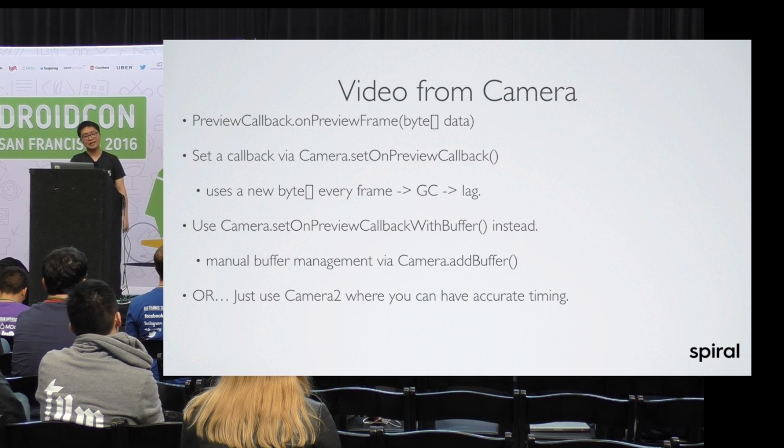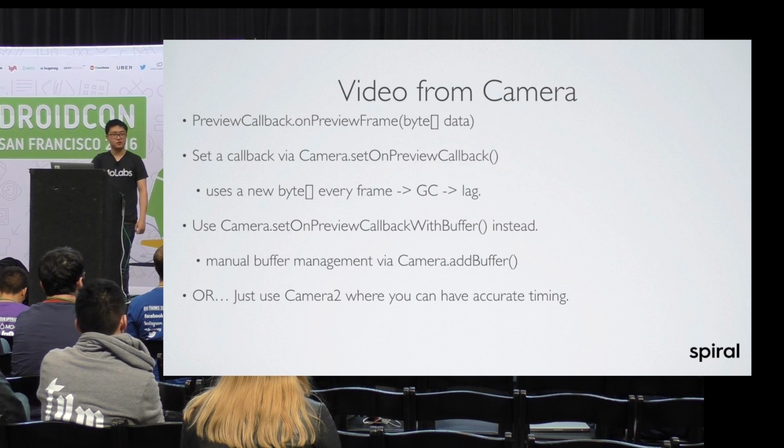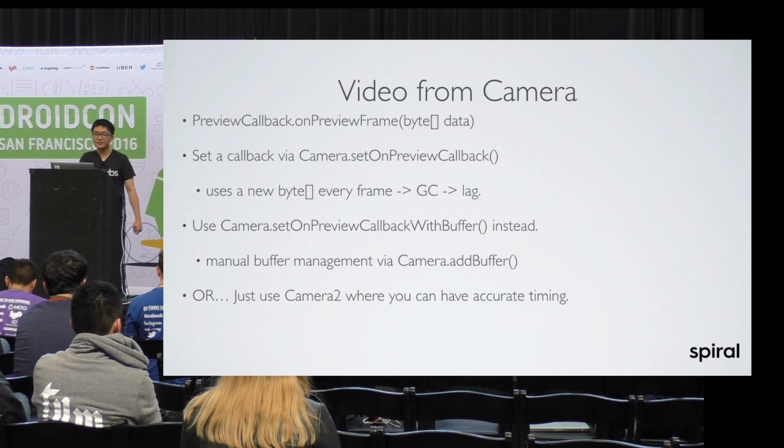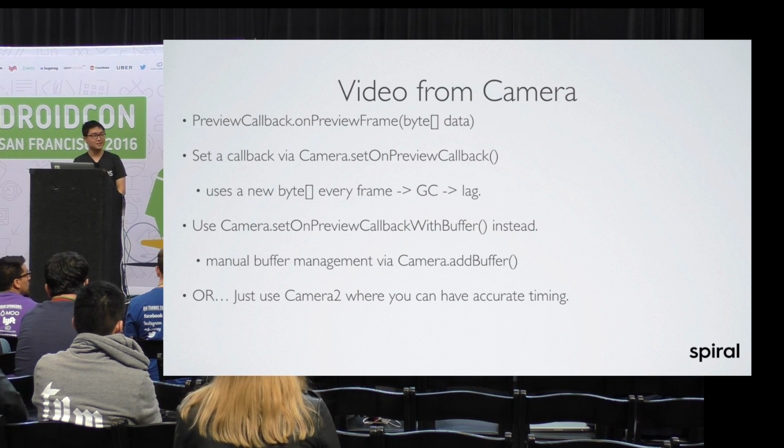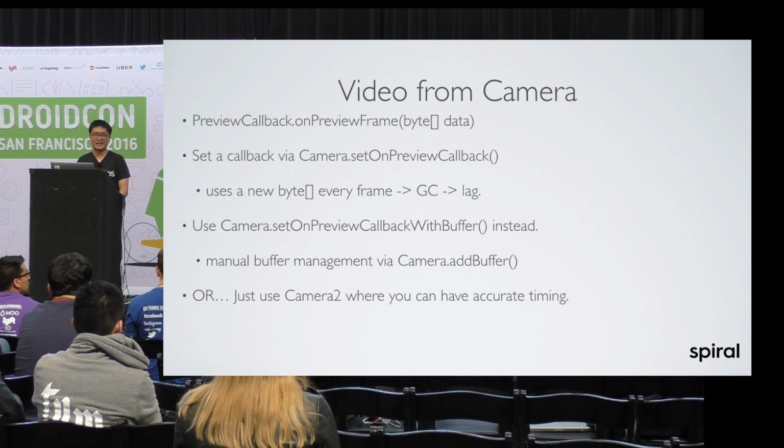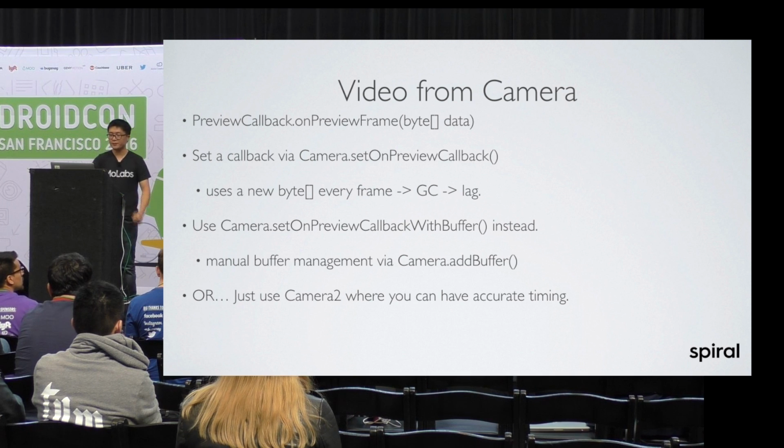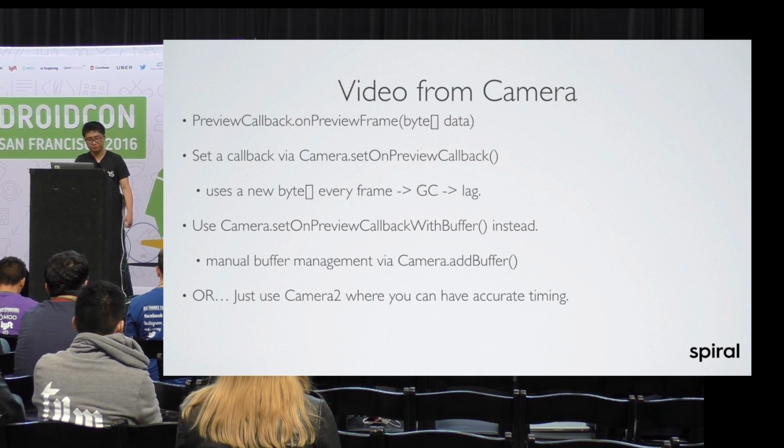For video from the camera, you want to use this method called onPreviewFrame that gives you the camera data in NV21 format, or you can set a callback using setPreviewCallback. However, with this, you use a new byte array for every frame. It's going to be really laggy, and it wasn't designed to do this. So if you're using the Camera 1 API, you want to use the setPreviewCallbackWithBuffer method, and this way you can manage all the buffers yourself, knowing how many buffers you need, and lower the frame rate if you're running out of buffers.